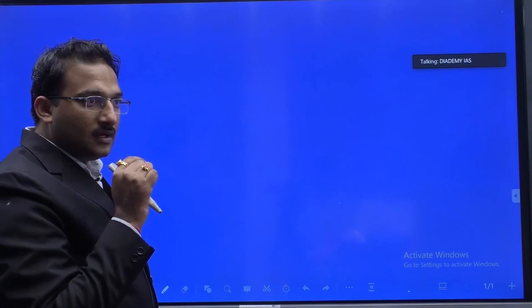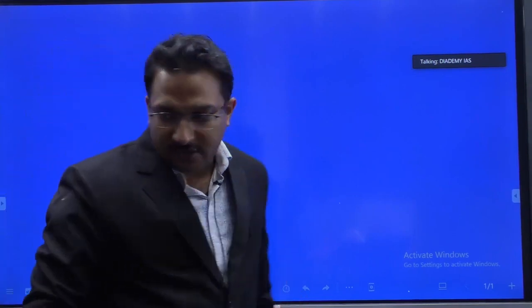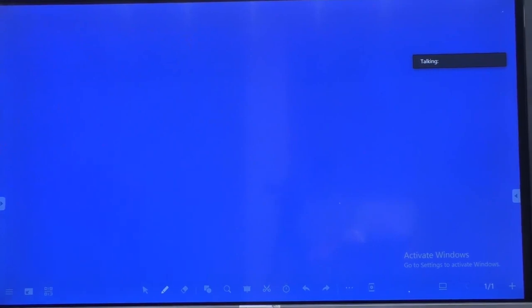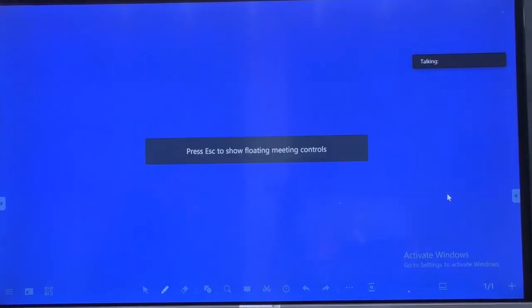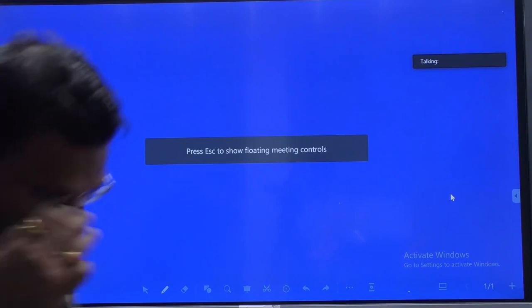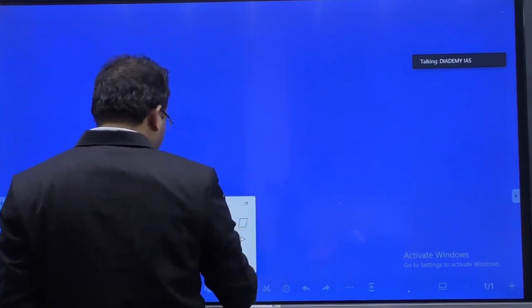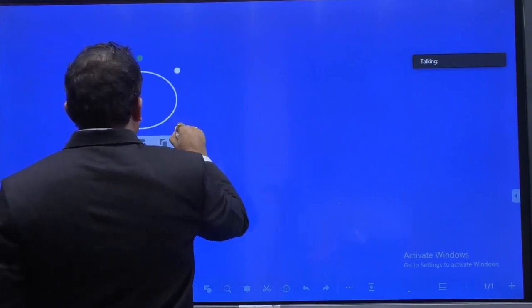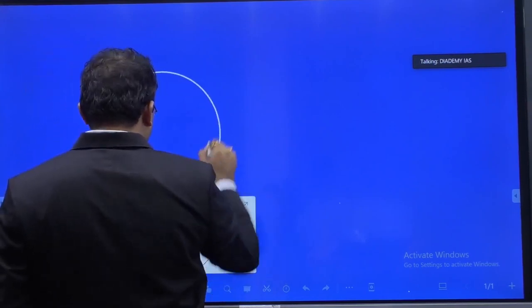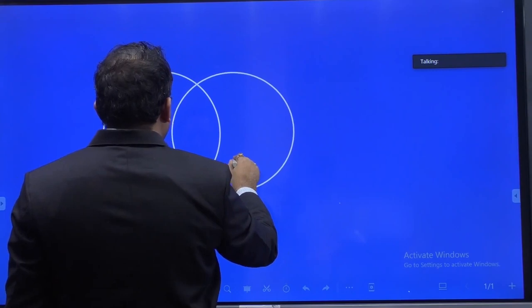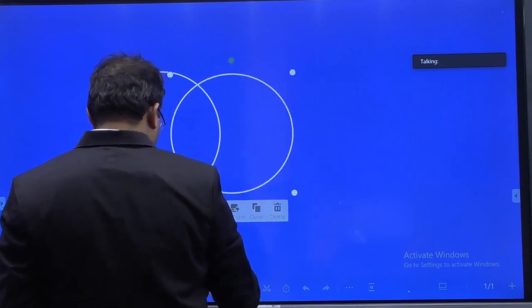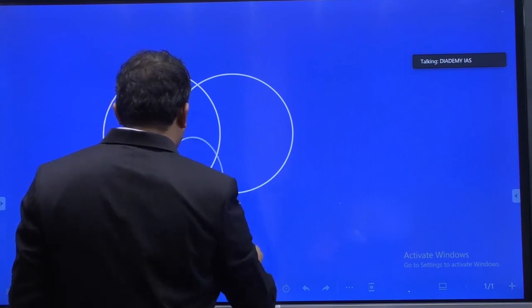I think I have to change the sharing mode. Just a minute. So you can make it, for example, you can make three circles. If you have a pen and paper, then you should try it right now. I will recommend it. You should practice, because practice only makes a man perfect.